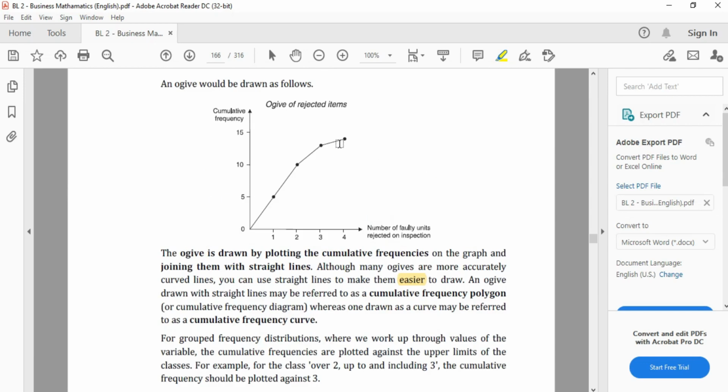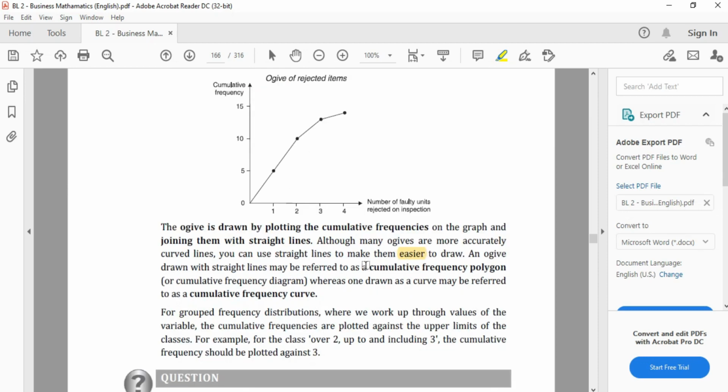And drawing that in straight lines will give it a term called cumulative frequency polygon or cumulative frequency diagram. So the straight line graph is known as a cumulative frequency polygon. Whereas if it is drawn as a curve, it can be drawn as a curve, no problem, then it will be called a cumulative frequency curve.